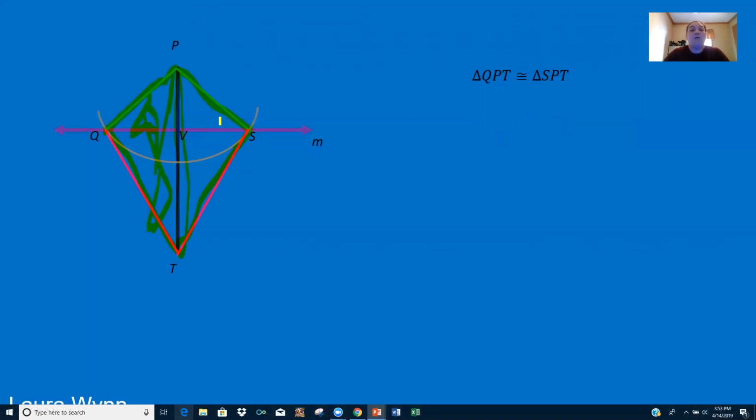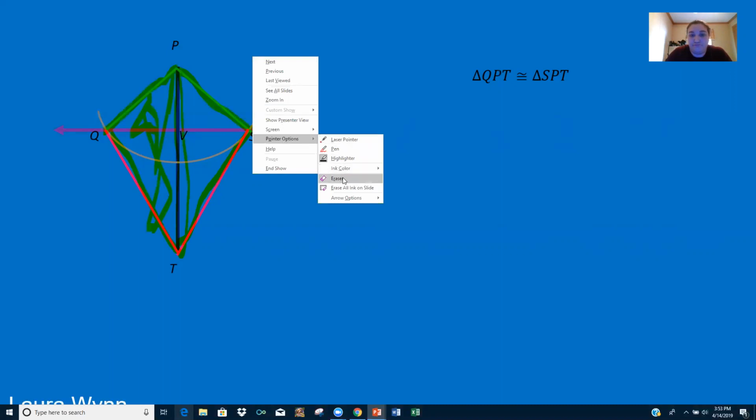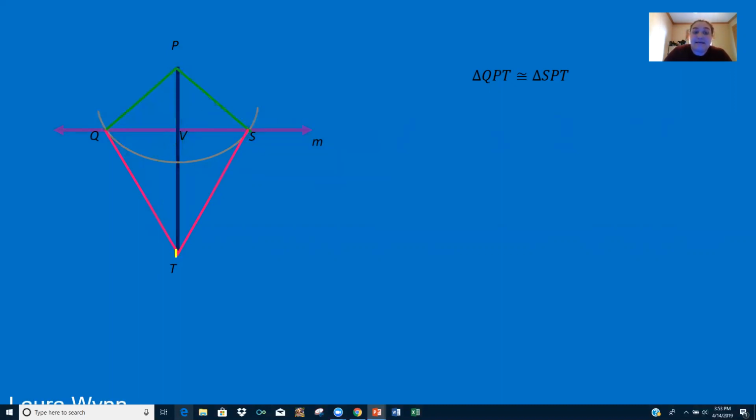Okay, and this statement is true for the simple fact that this line PT that goes straight down, this dark blue one, is congruent to itself. And these two green lines are congruent to each other, and the pink lines are congruent to each other. So since PT is congruent to itself, and the green lines and the pink lines are congruent to each other, it satisfies the SSS property, which is side, side, side.